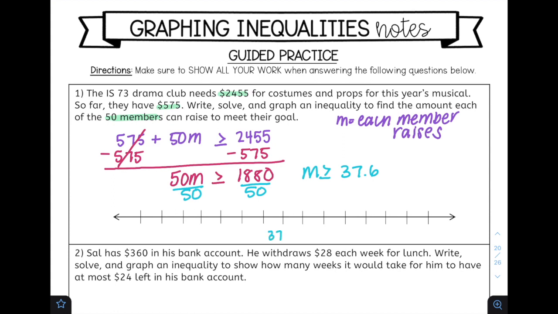So I'm going to write 37.6, or I can even just do 37 and do 38. All right, so, I skipped. There we go. So my point would be probably, if this is halfway, probably here. And it would be a closed circle. And then since it had to be more than that, it's going to go to your right. And that's what my inequality graph would look like.